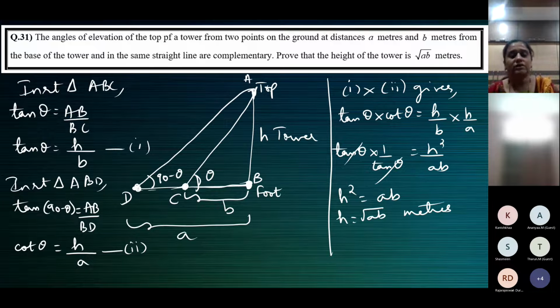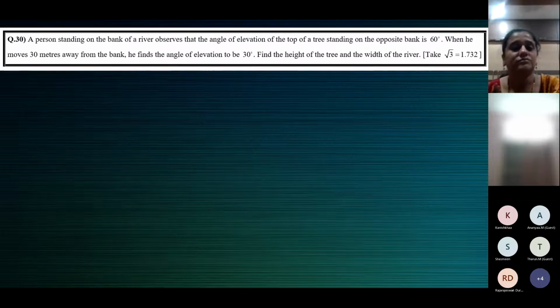So from the two triangles, we find tan theta and tan 90 minus theta. You know that tan 90 minus theta is cot theta. So on multiplying the two equations, we get the required result. Yeah, do this.